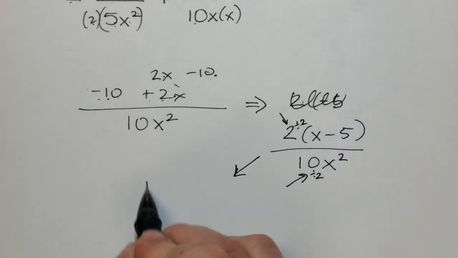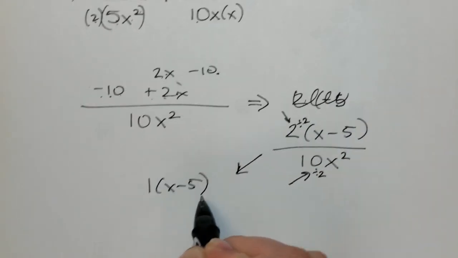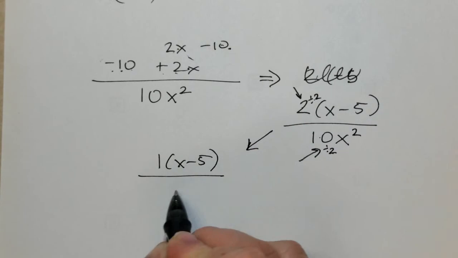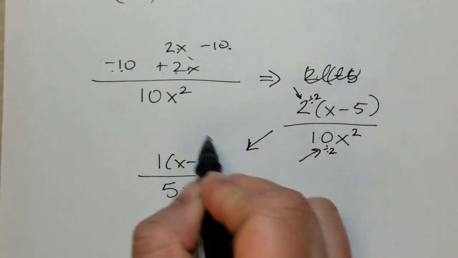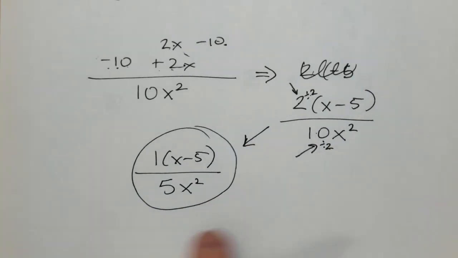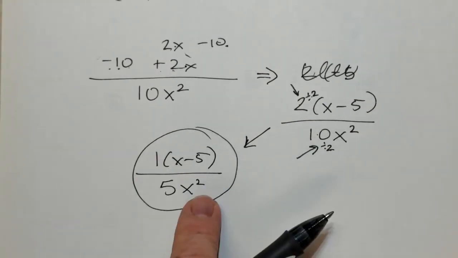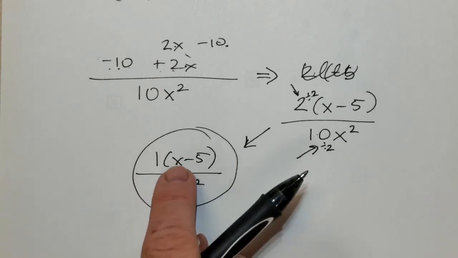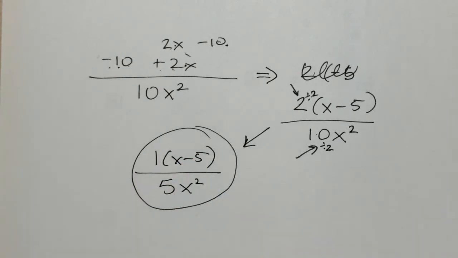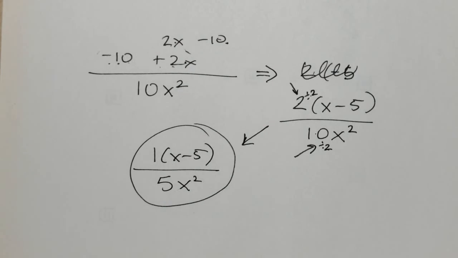2 divided by 2 is 1, and you wouldn't have to put a 1 out front. 10 divided by 2 is 5. This is in fully reduced form. Sometimes students ask, can I reduce the x's? There's 1 on top and 2 on the bottom. You can't do that because this goes together. X minus 5 is a group. This is in fully reduced form.